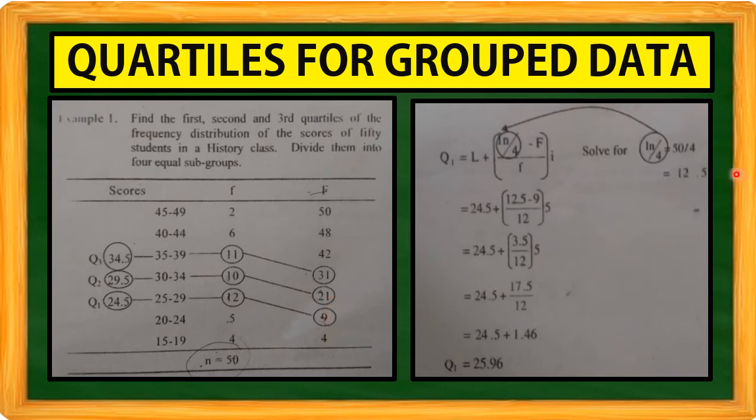Lower than this, the value of this one. Dapat yung lower ng value nito. So, yan po kaya 9. And yung 12 is the frequency ng class size na to. So, kaya siya 12. So, 24.5 plus 3.5 divide 12 multiply by 5. 24.5 plus 17.5 divide 12 is equal to 24.5 plus 1.46. So, ang quartile 1 po natin is 25.96.